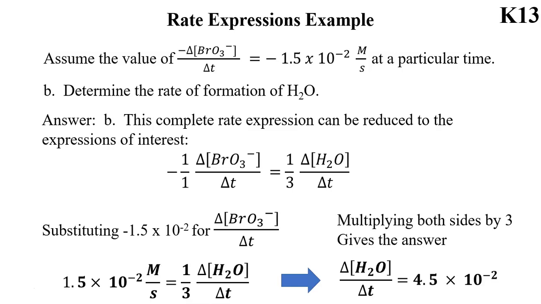to the minus 2. So it allows you to see how much of one of the products or reactants will change with respect to a change in another one of the products or reactants, and that's what this rate expression does.